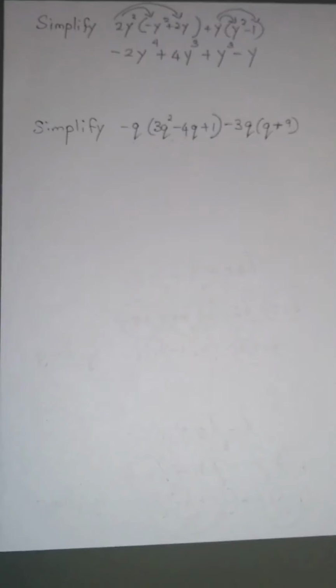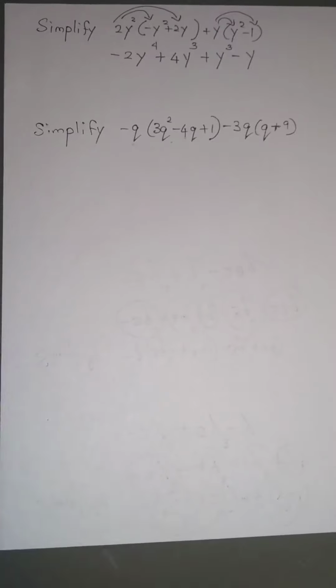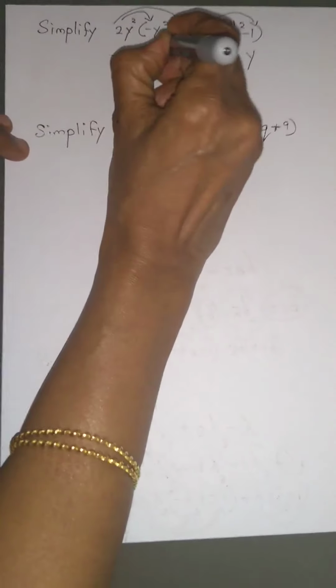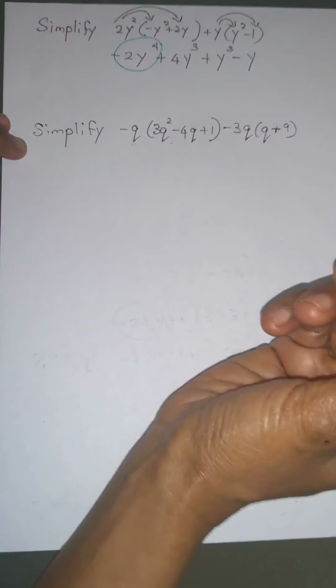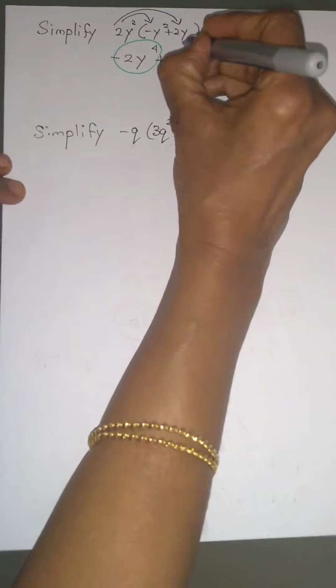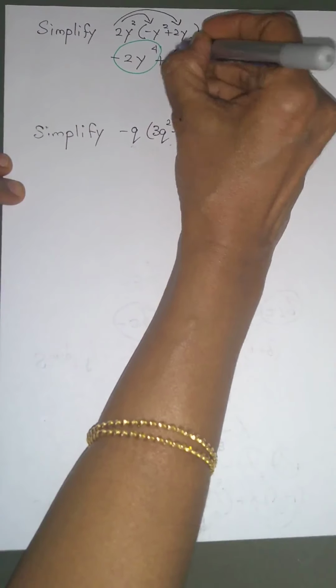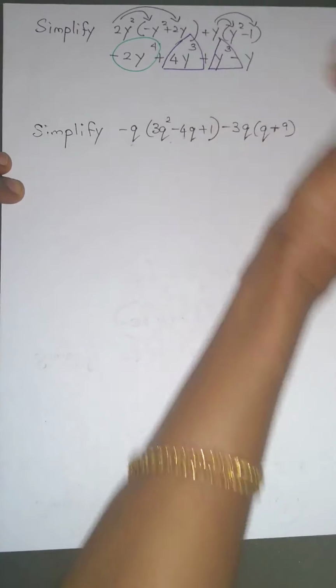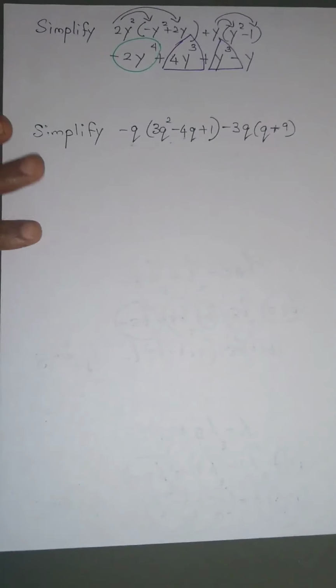Now I have 3 different types of terms in this expression. Let's mark these. So that's one of the types. And I have another type, which is y cubed. And I have the y term.